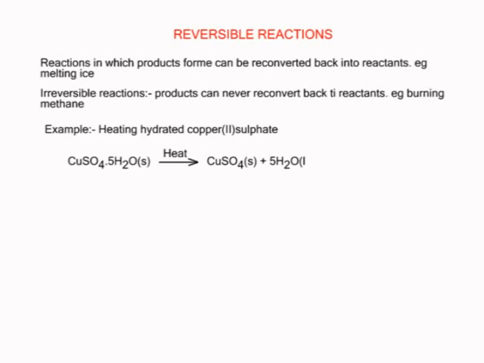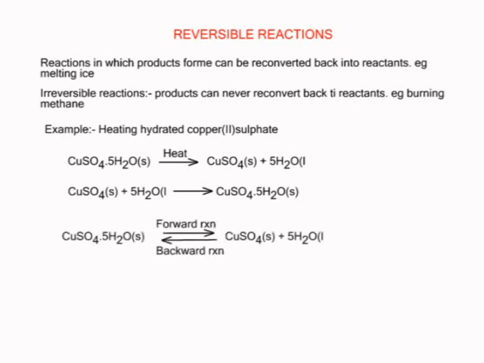When water is added to the white anhydrous copper 2 sulfate, the blue salt is reformed again. Now, these reactions could be represented as shown here. Copper 2 sulfate, the hydrated salt, when heated, loses the water of crystallization to form anhydrous copper 2 sulfate, which was white in color, plus the water.